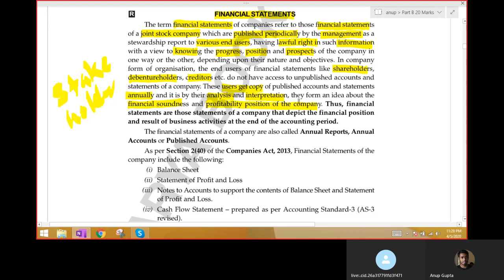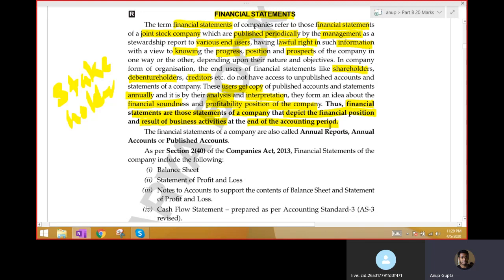So now we can summarize the whole thing: financial statements are those statements of the company that depict the financial position, which is seen in the balance sheet, and the result of the business activity, also known as the performance, which can be seen in the statement of profit and loss. This can be seen at the end of the accounting period.